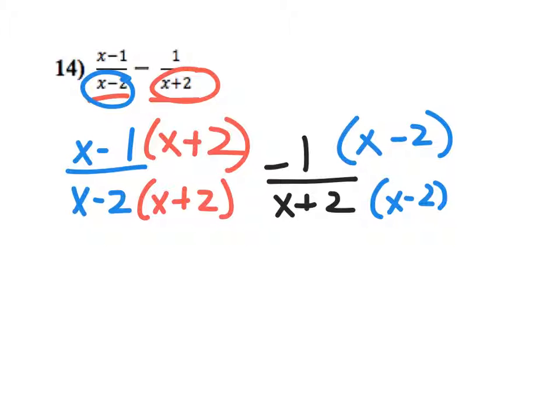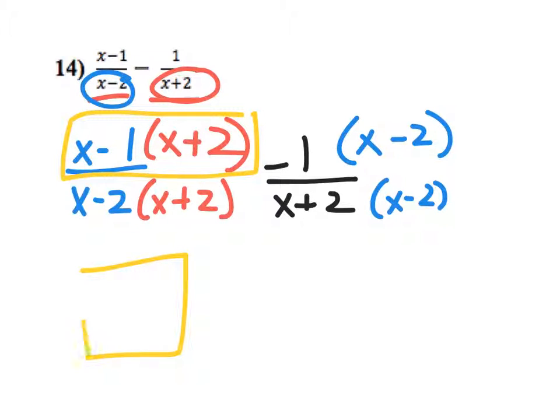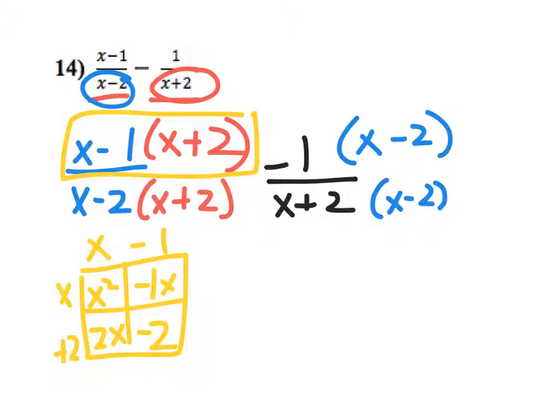Notice on the top of my first fraction, I have these two things we need to multiply together. We're going to go ahead and do the box method for those. So I'm going to set up my box. On top, I'm going to have x minus 1. On the side, we'd have x plus 2. X times x gives me an x squared. X times negative 1 is a negative 1x. 2 times x is 2x. 2 times negative 1 is negative 2. We're going to continue by combining our like terms. And this is the top of my new fraction.